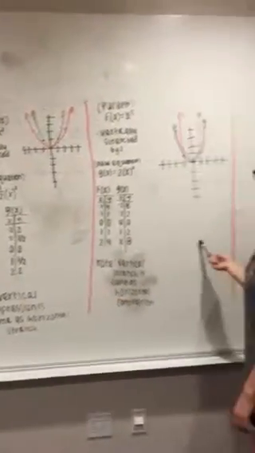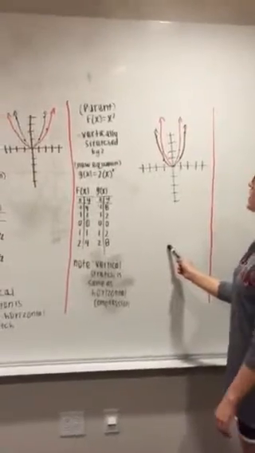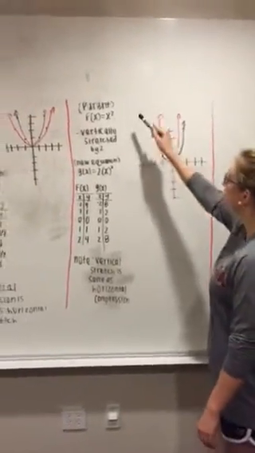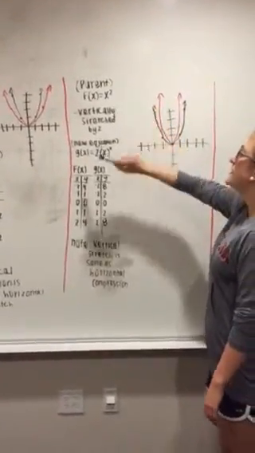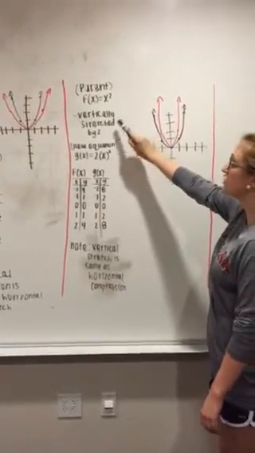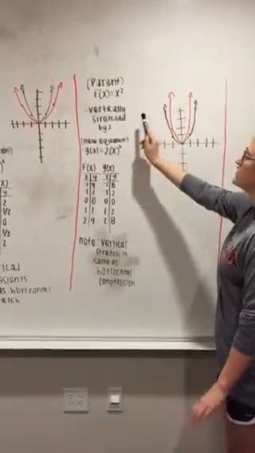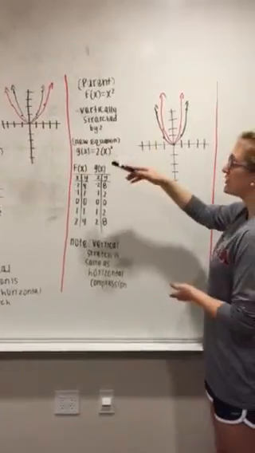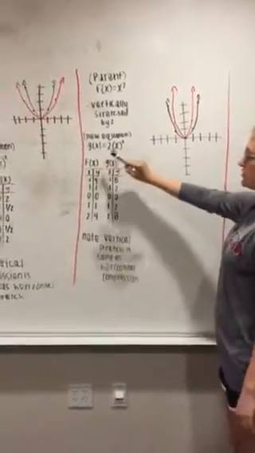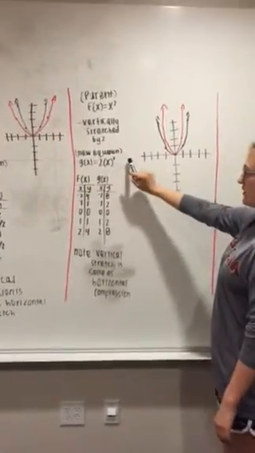Now we're on to our last transformation. The parent function has stayed the same again, and this time we're vertically stretching it by 2. And so since we're not compressing it, we don't have to put it into a fraction, it's just 2x².